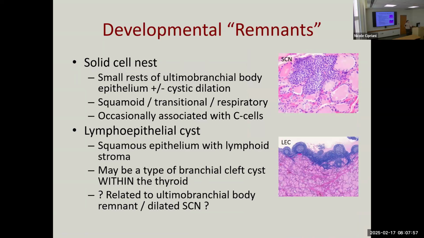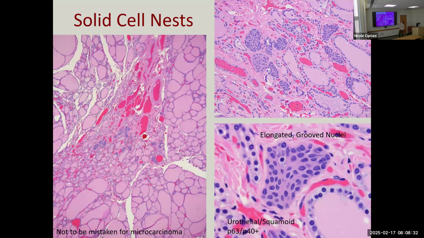Other developmental remnants. So we talked about the ultimobranchial body and how it migrates into the thyroid with the C cells. So sometimes the ultimobranchial body resides as microscopically visible small nests like this that are sometimes referred to as solid cell nests. Because they derive from that pharyngeal pouch system, they're basically squamous. So they'll stain with p63, p40, high molecular weight keratins, and they have elongated grooved nuclei that some people describe as resembling urothelium.